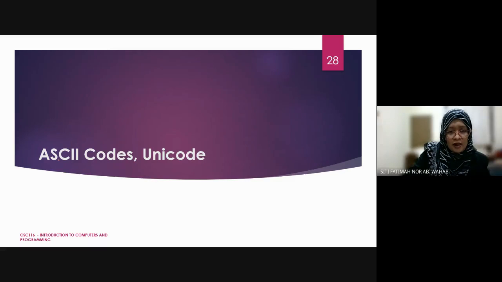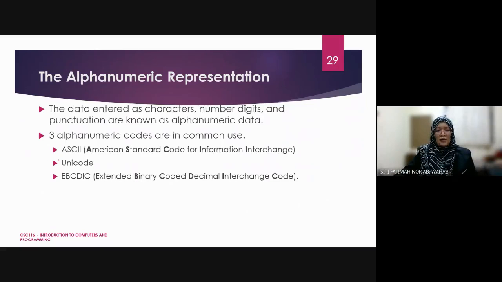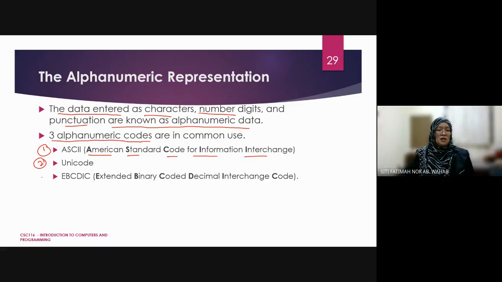Okay, we have ASCII code and we have Unicode. The alphanumeric representation, okay, where the data entered as characters, number digits, and punctuation are known as alphanumeric data. So there are 3 alphanumeric codes that are commonly used. The first one is ASCII, which stands for American Standard Code for Information Interchange. And then we have Unicode, and we also have EBCDIC, Extended Binary Coded Decimal Interchange Code.